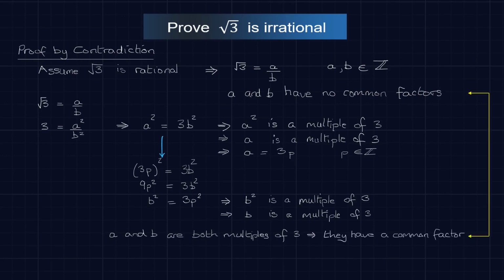But we assumed at the start that they have no common factors. We have a contradiction. Our assumption must be wrong. Root 3 cannot be a rational number. Root 3 must be irrational.